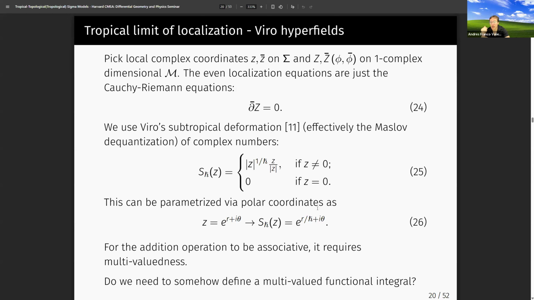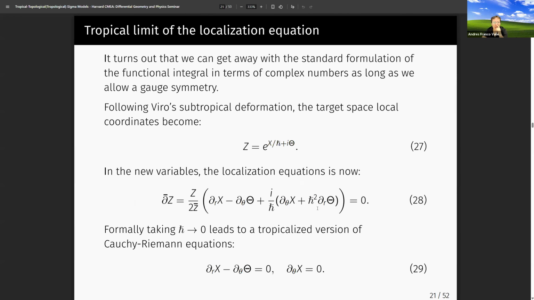And it turns out that you can get away with constructing a single valued functional integral as long as you introduce an additional gauge symmetry. And we're going to see that gauge symmetry pop out after we take the limit. And so we're also going to deform the target space local coordinates.